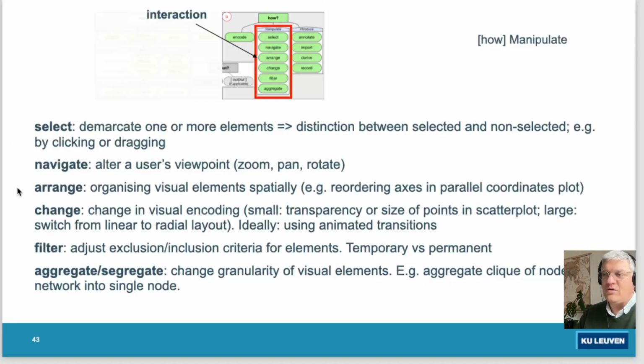You can rearrange your data. There you do change the data points, so where they lie on your screen. You can change the visual encoding. For example, small things like changing the transparency of an image, or switching from a linear to a radial layout, as we saw in one of the earlier sessions on high dimensional data. We can filter data, or we can aggregate, basically changing the granularity of your visual elements.